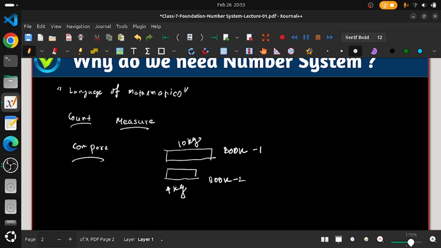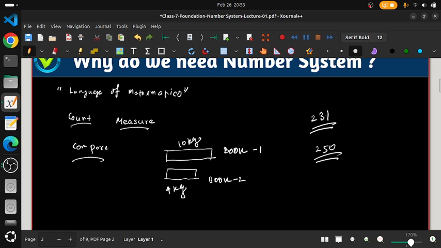Not only that, in real life, suppose we go to a grocery shop to purchase something. For giving the amount, we require the number system. Suppose the cost is 231, and you have given 250 rupees to the shopkeeper. Obviously the shopkeeper should return the remaining amount, which is 19 rupees. These are all related to the number system.